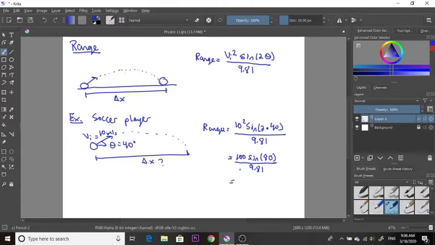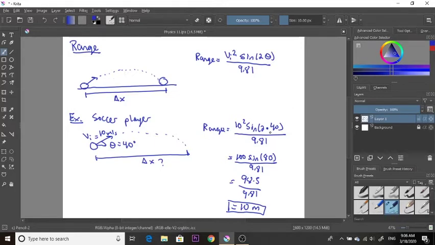Now, if you were to put this into your calculator, 100 times the sine of 80 is going to give me 98.5 on top. And then the final division, 98.5 divided by 9.81, will give me a distance of 10 meters. And that is how you would apply this formula.